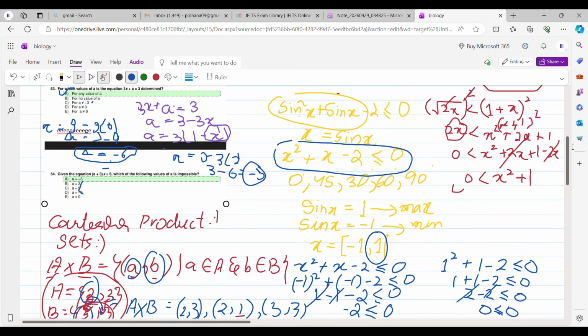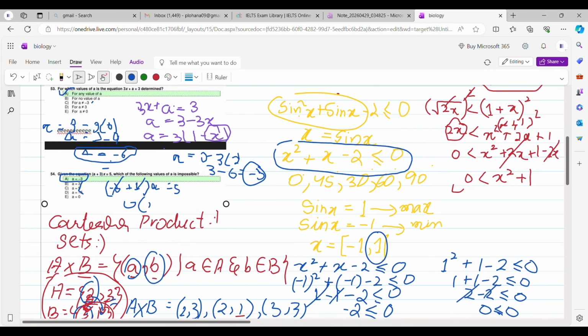Again, we're gonna do it by the plugin method. So we are going to put our A option first. A is equal to -3. I mean, if I put -3 here instead of A. So -3 plus 3, okay, multiplied with x is equal to 5. So basically +3 -3, it's 0.